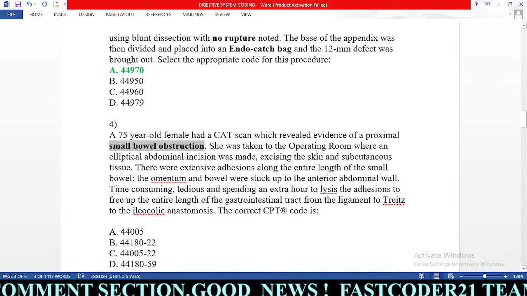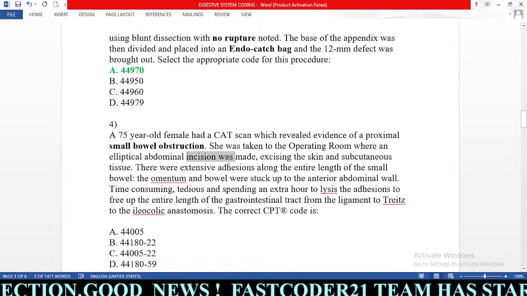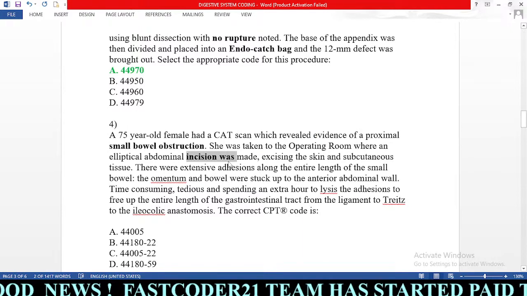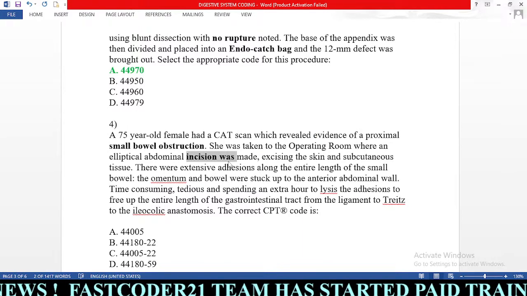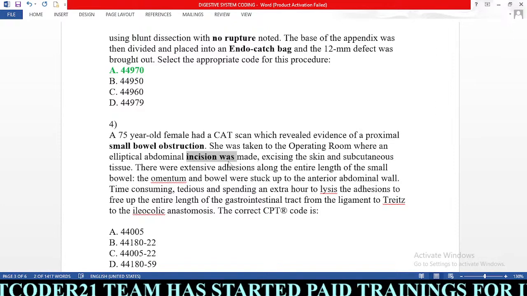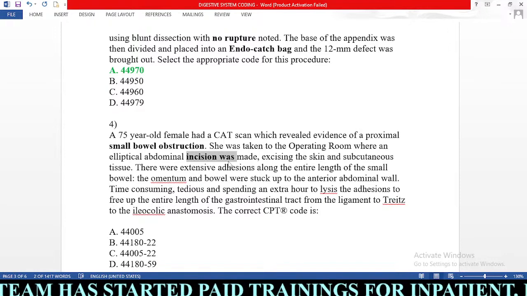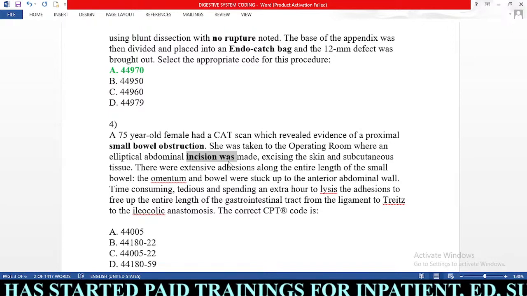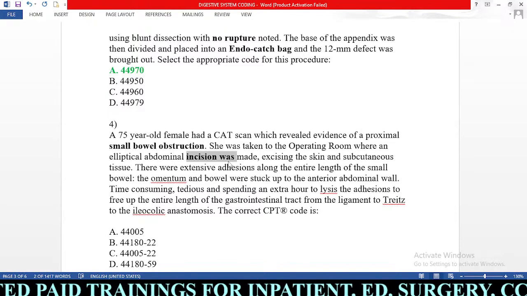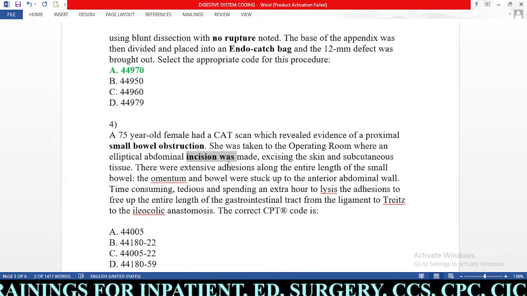She was taken to the operating room where an elliptical abdominal incision was made. So mostly for open procedures, you need to find the keyword incision. The physician will use incisions mostly for open procedures. In laparoscopic procedures also the physician will create small incisions, but they will not come under open procedure. In open procedures, the physician will perform the complete surgery in open only.